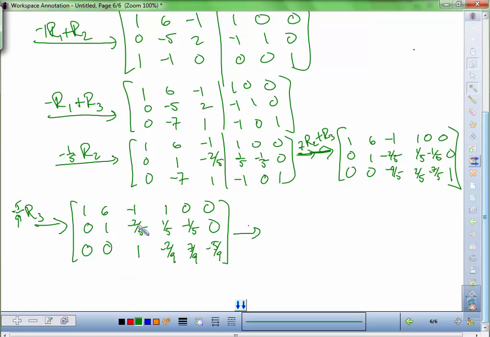Now let's get rid of the numbers in the first place. I need to multiply the last row, row 3, by negative 5/2 and add it to row 2. I'm going to go ahead and do two steps at once here. I won't multiply by anything, I'll just add row 3 to row 1. So row 3 doesn't change.